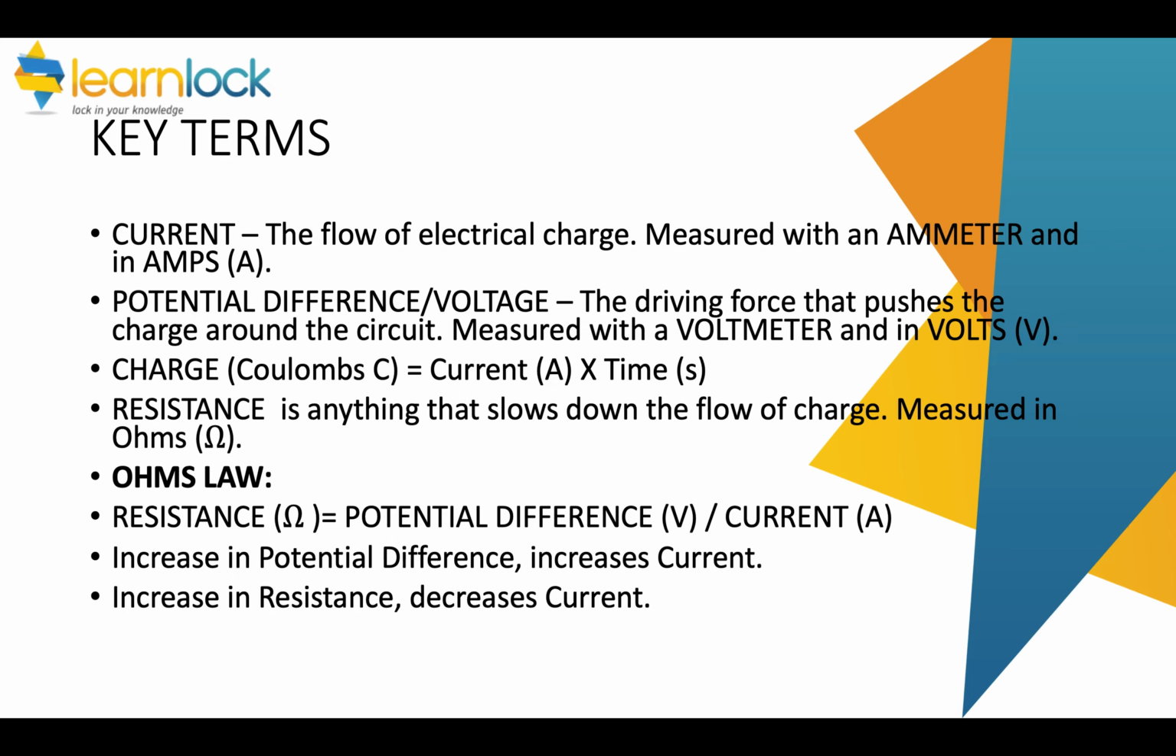Charge is measured in coulombs, and that is current times time. Resistance is anything that slows down the flow of charge, and that's measured in ohms. Ohm's law is resistance equals potential difference divided by current.